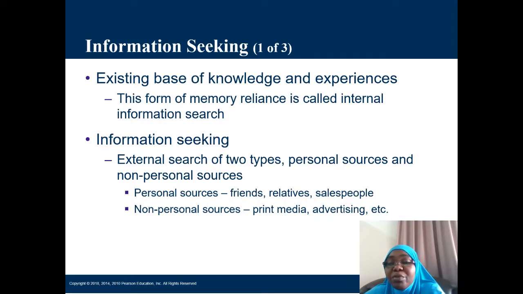So this form of memory reliance is called internal information search. Okay, it is internal. We also have external information search, which is of 2 types. The first is the personal sources, and the second is the non-personal sources. Personal sources are from friends, relatives, salespeople, and so on and so forth. So these include individuals who provide such information. The major sources of personal information seeking are human beings, okay, due to social relationship.